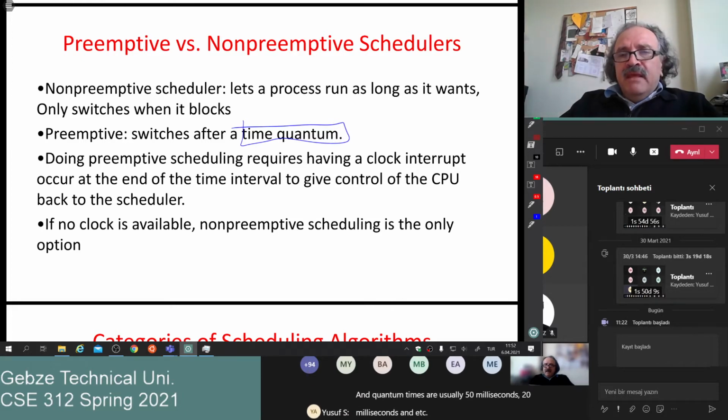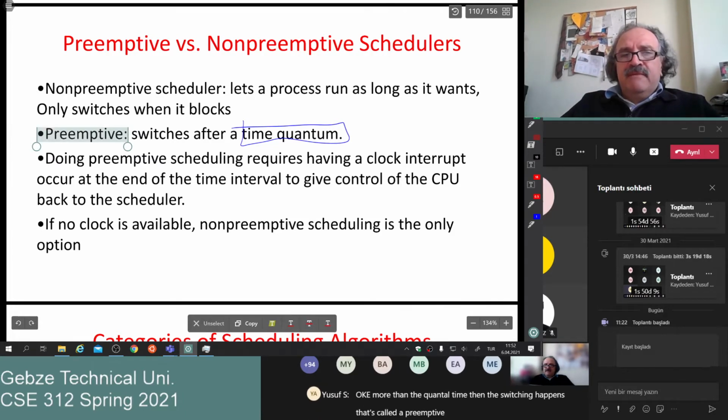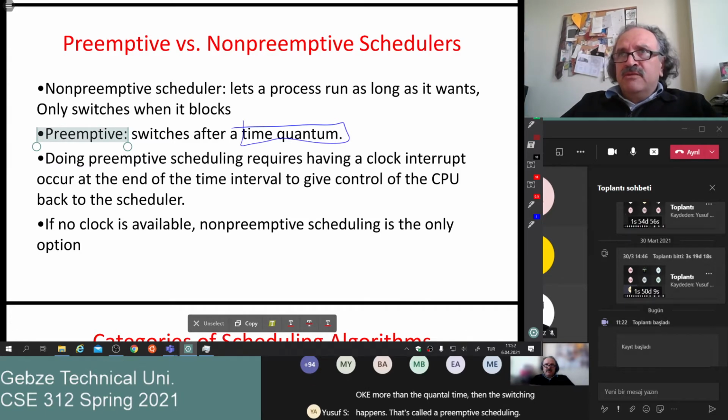When the scheduler realizes that the current process used more than the quantum time, then the switching happens. That's called preemptive scheduling. And most of the modern operating systems are preemptive operating systems. They preemptively switch between processes if the quantum time is up.